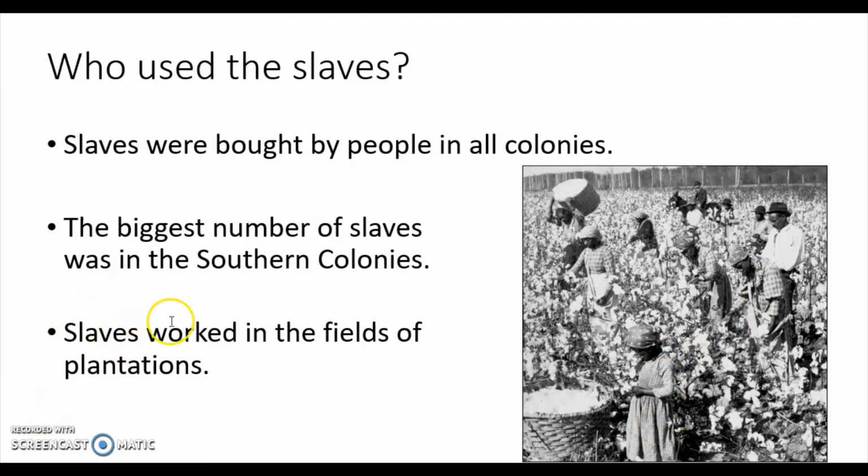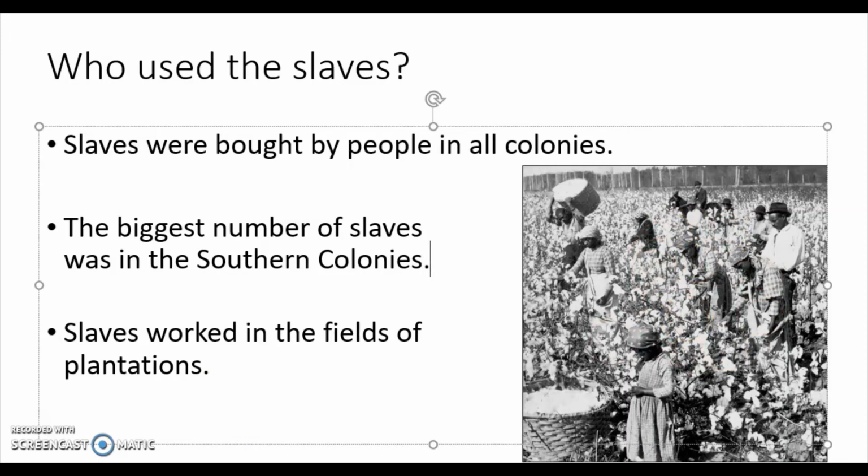So slaves worked in the fields of plantations, right? But in all the colonies, not just the South, they bought slaves, but they used the most slaves in the South because the Southern colonies had big farms. That's where the plantations were, right?